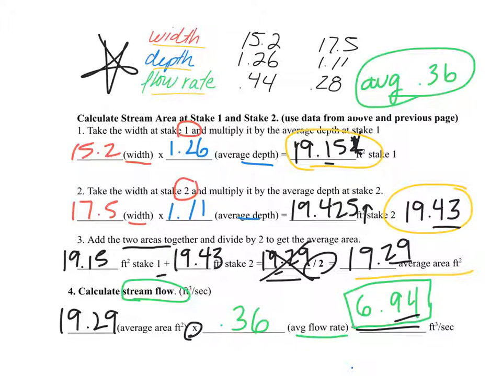Go ahead and try out your practice flow rate calculation for number 2. That next page has a whole new set of data. You can crunch the numbers and come out with a second average stream flow. Good luck.